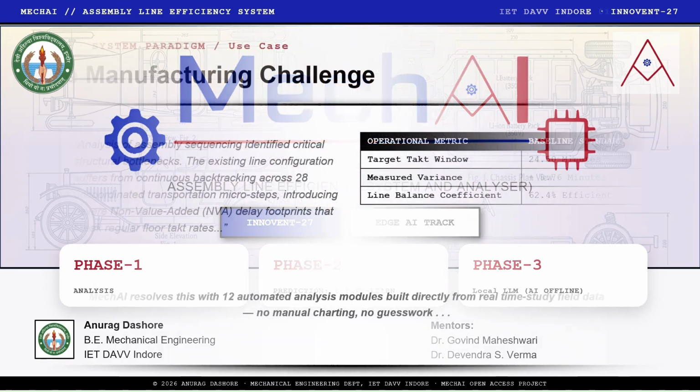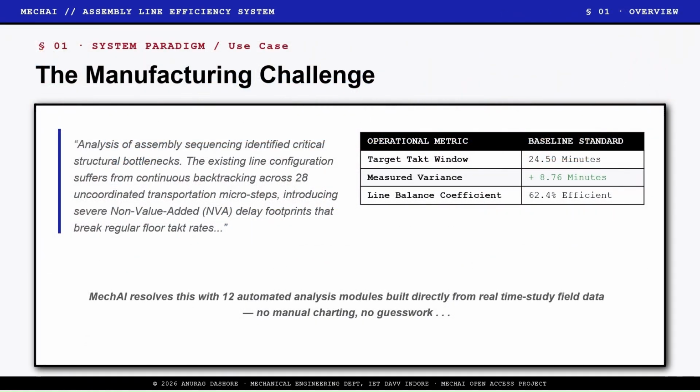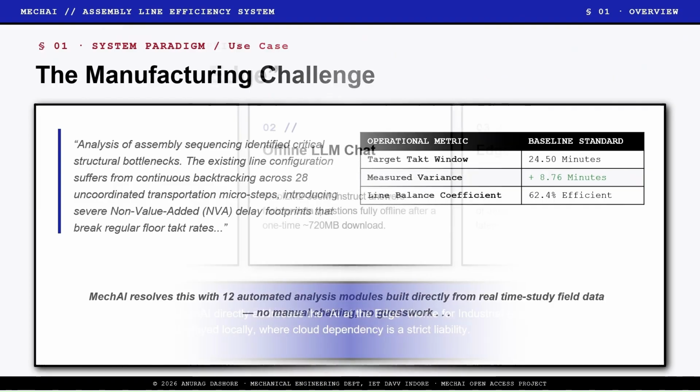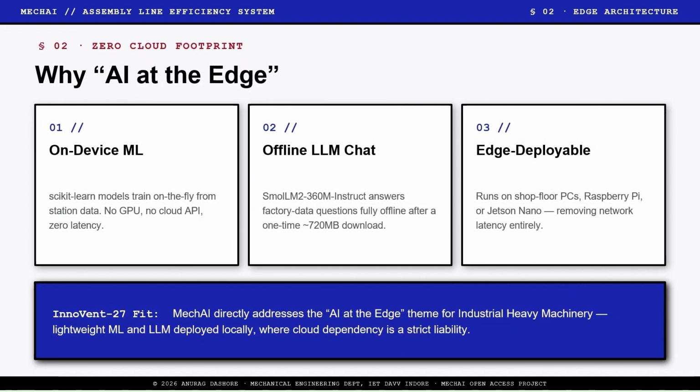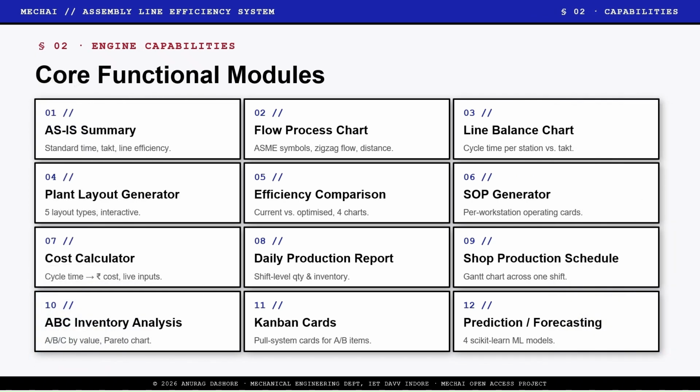Traditional plant manufacturing suffers from severe structural bottlenecks, uncoordinated transport steps, and high cycle time variance. MechAI resolves this by deploying lightweight machine learning directly to shop floor terminals, with a zero cloud footprint. Our engine computes 12 automated modules, everything from automated line balancing charts to live production cost calculators.